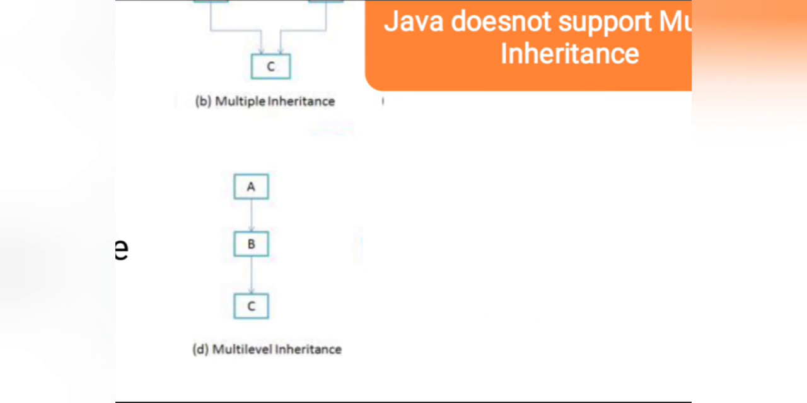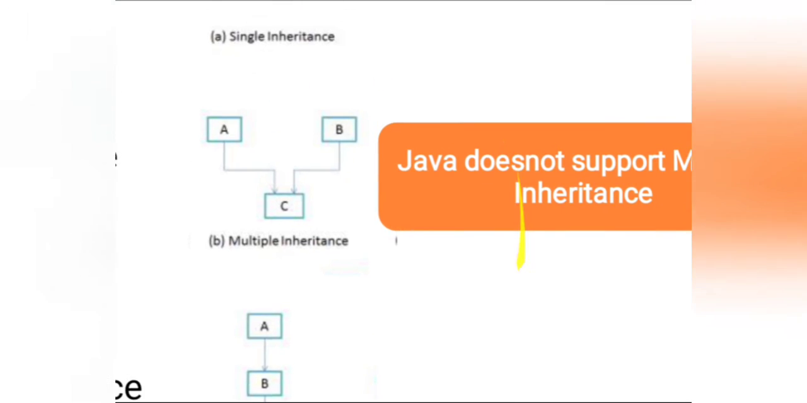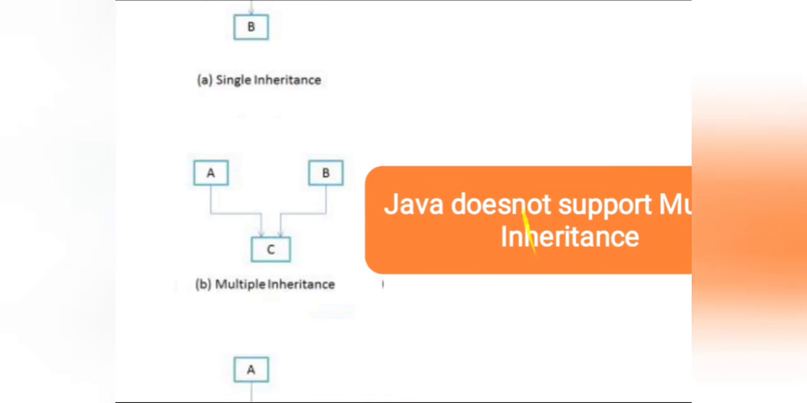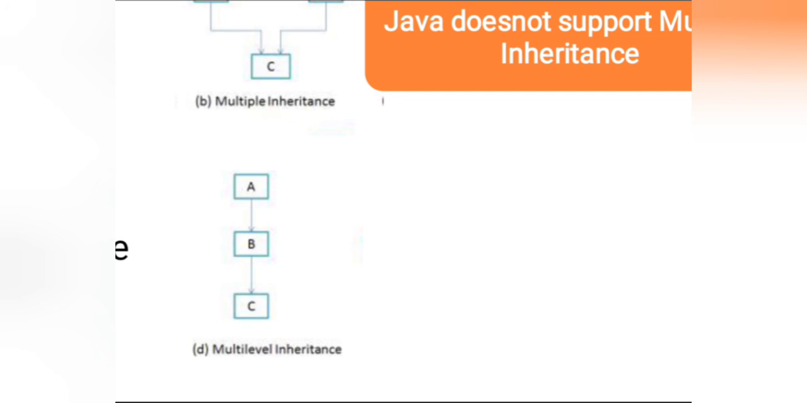Then multi-level inheritance. In multi-level inheritance, class C is derived from class B, and class B is derived from class A. So all the attributes and methods of class A and B can be accessed or used by class C. It is different from single inheritance, where only one class's attributes and operations are used. Here you can have multi-level inheritance.